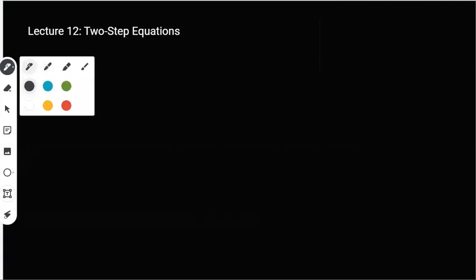All right, today we're going to be doing lecture 12, two-step equations. So we did one-step equations, which just required adding, subtracting, multiplying, or dividing. And today we're going to bump it up a notch. We're going to be doing two-step equations. So let's start off with one that should be very familiar to you from the classwork.